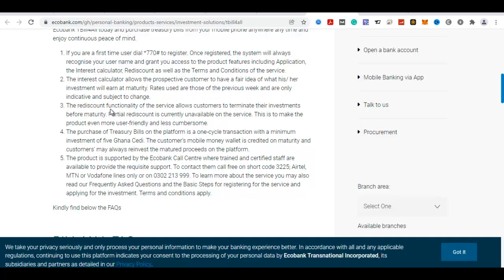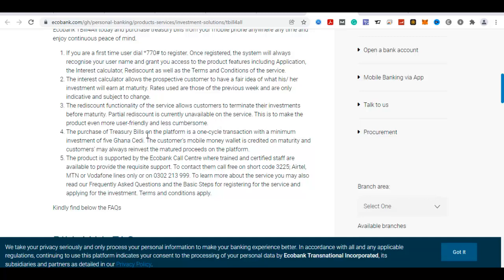The rediscount functionality of the service allows customers to terminate their investments before maturity. It means if you decide to discontinue at any time, you can terminate, but you must know that terms and conditions apply. It means you may not earn the full discount rate or the interest rate that would have accrued to you if the investment continued to full term.